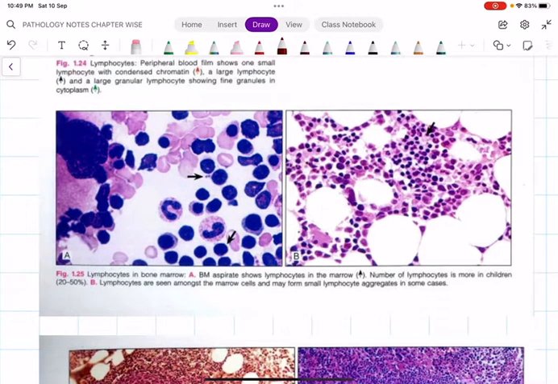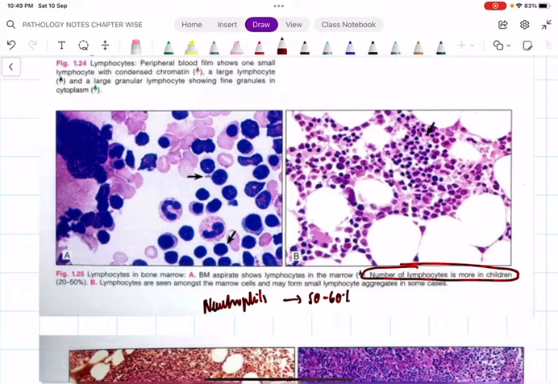And remember, the number of lymphocytes is more in children. Usually in an adult peripheral smear, neutrophils are almost 50 to 60%. In the case of children, it is the lymphocytes which are predominant, around 20 to 50%. Just remember these two important points.